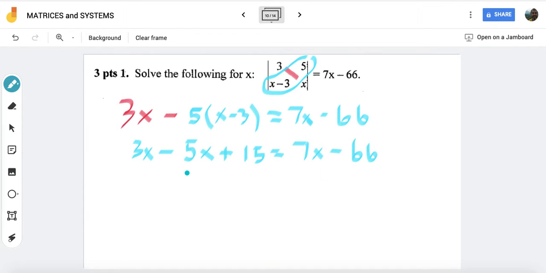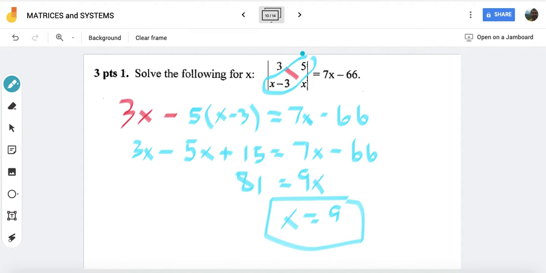Okay, let's see, this is going to be negative 2x, so I'm going to add 2x to both sides and bring it over here and make it a 9x. I'm going to add 66 to both sides to make this a, wait a minute, let's add 66, it's 81. I'm going to divide both sides by 9 and get x equals 9. And that is the answer to this problem. Okay, let's try some other ones. So that's what you do with a determinant.